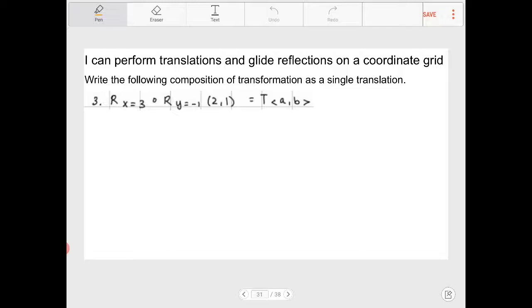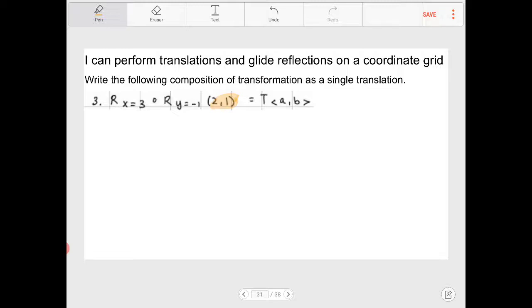Moving on. So what about this? If I perform a reflection of this coordinate over the y-axis, I'm sorry, not over the y-axis, but over y equal to -1, and then we perform another reflection over x equals 3, that would be equivalent to a translation of how many units horizontally and how many units vertically? Pause the video to see if you can figure this out.